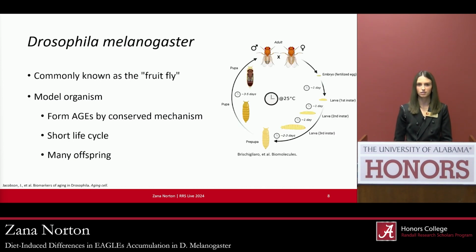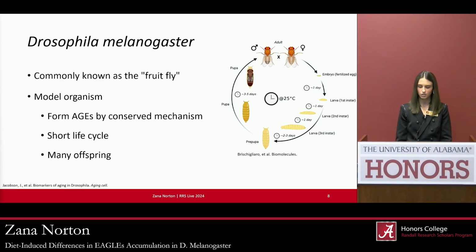Drosophila melanogaster is a species of fly commonly known as the fruit fly. It is considered a model organism for various reasons. For the purposes of our project, it is very helpful that Drosophila has previously been identified to form AGEs via the same mechanism as in humans.